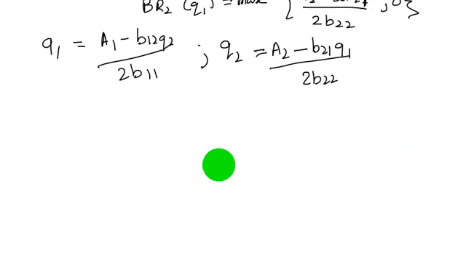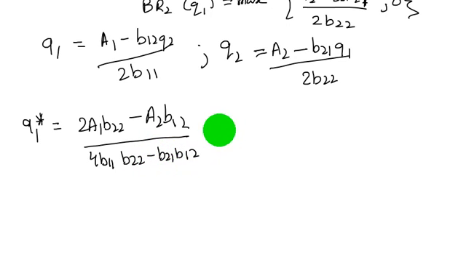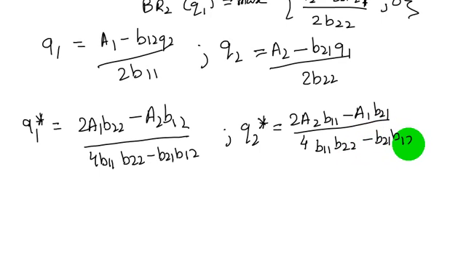Now we solve the above system to get Q1 star equals (2 A1 B22 minus A2 B12) divided by (4 B11 B22 minus B21 B12), and Q2 star equals (2 A2 B11 minus A1 B21) whole divided by (4 B11 B22 minus B21 B12). That was the answer to question A.